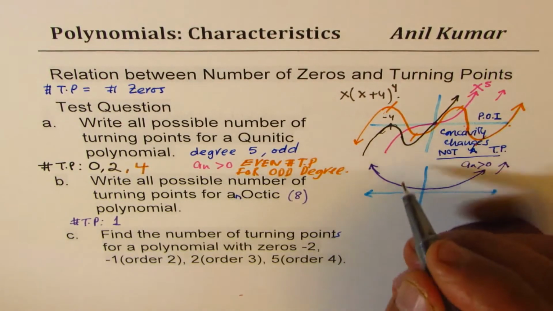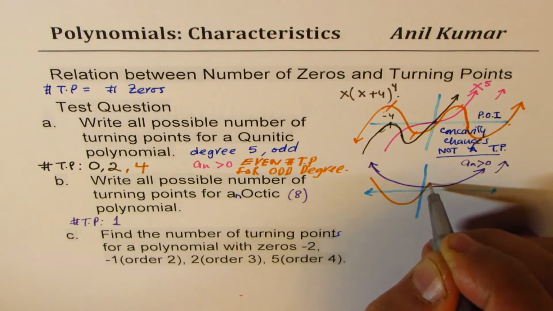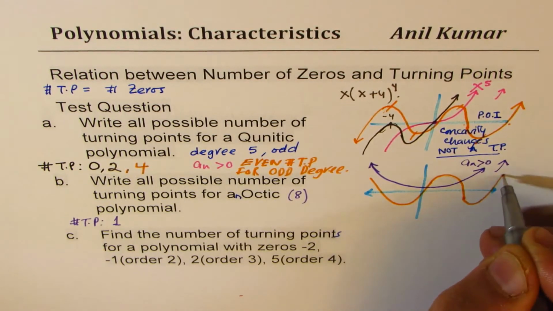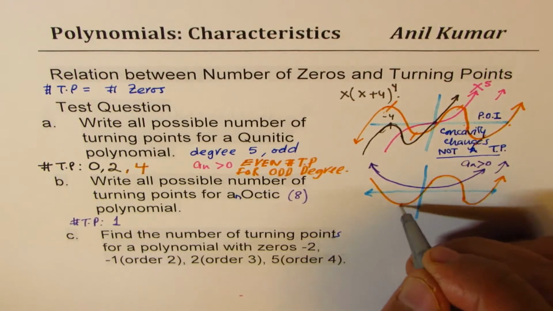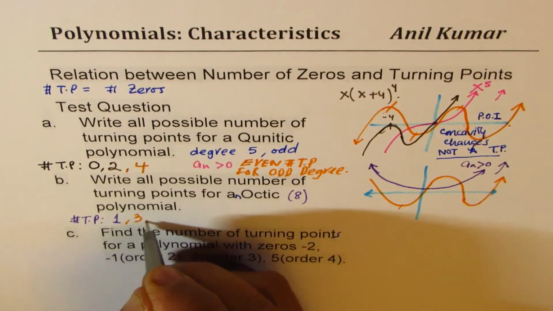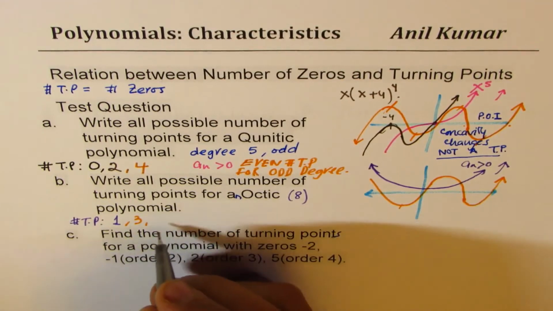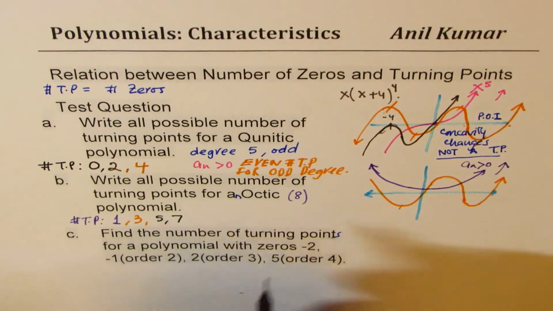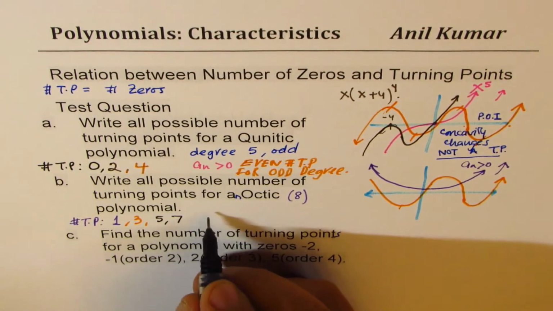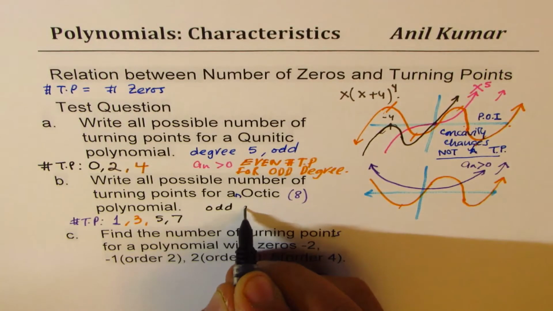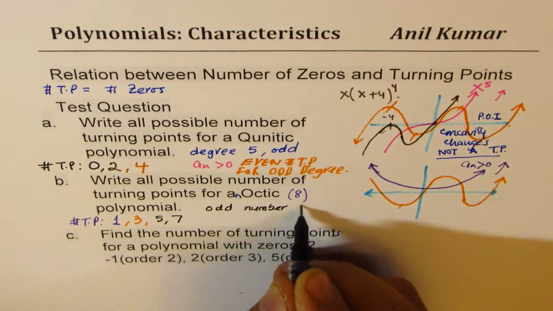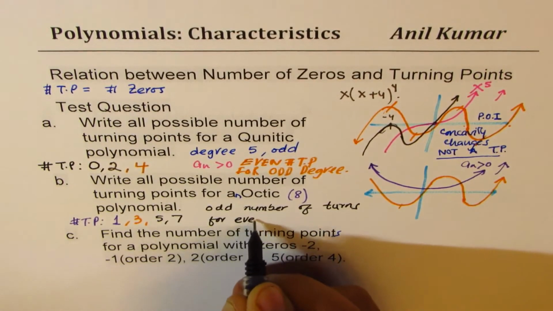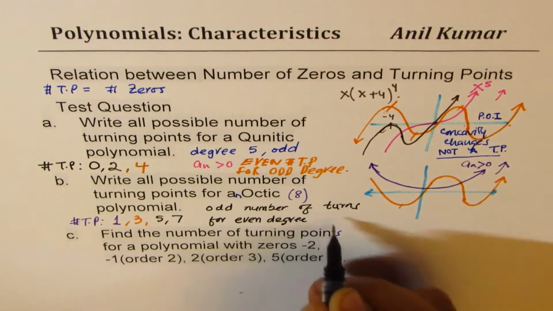Now, like last time, if this decides to turn once and then again, then we have to turn once more since we have to land here, right? So the number of turning points is 3, so we get 1, 3. And since it is 8, you can do the rest. It will be 1, 3, 5, and 7. What we notice is that we have odd number of turns for even degree polynomial.